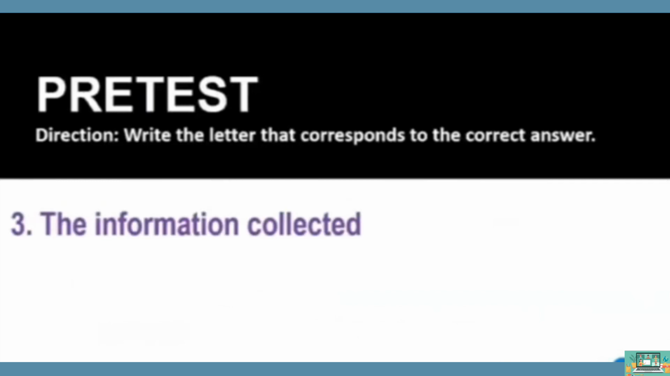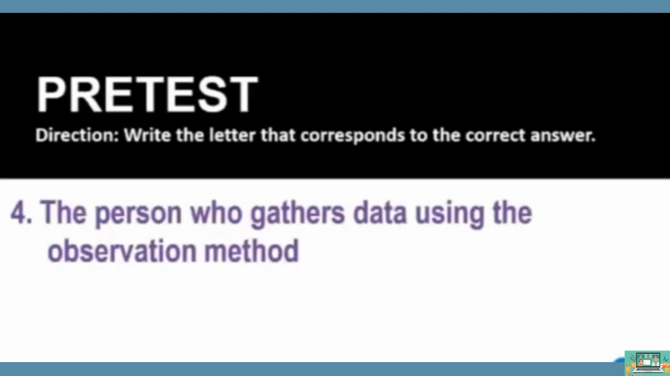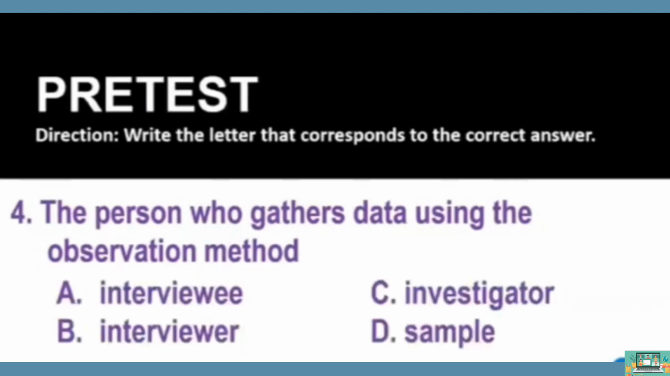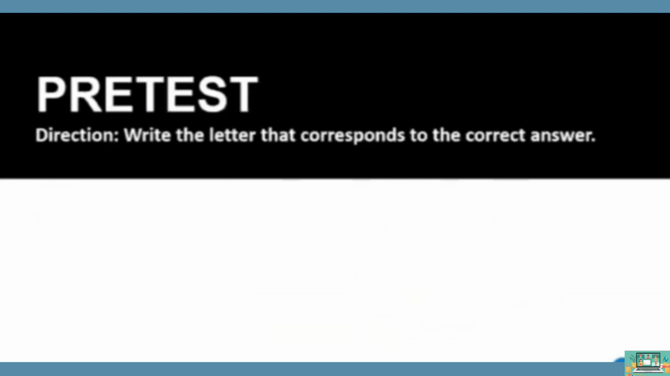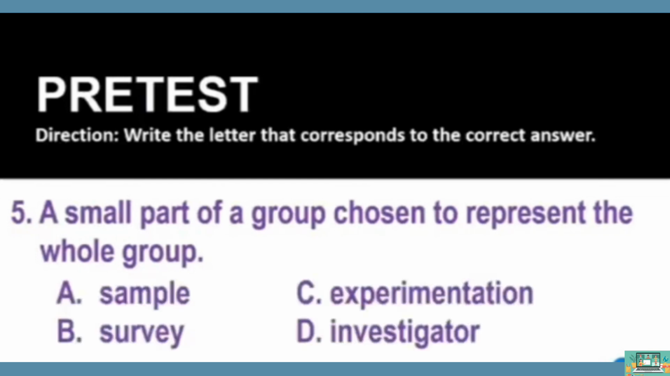3. The information collected. If your answer is A, you are right. Awesome! 4. The person who gathers data using the observation method. If your answer is C, you are right. Amazing! 5. A small part of a group chosen to represent the whole group. If your answer is A, you are right. Excellent!